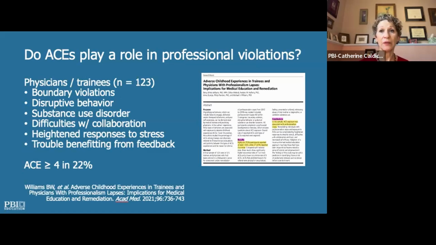Here's that Williams study I was telling you about, again, listed on your handout, that found physicians and physician trainees, specifically medical students, with high ACE scores to be at elevated risk for boundary violations, disruptive behavior, substance use disorders, difficulty with collaboration, heightened responses to stress, and trouble benefiting from feedback. Notice the prevalence of an ACE score of 4 or more is 22%. I told you earlier that among the general population, it's between 12 and 17%. So look how much higher it is in medical people. I think this list of infractions will look familiar to you. Physical and mental health issues and impairments can certainly be intertwined with these kinds of professional problems.